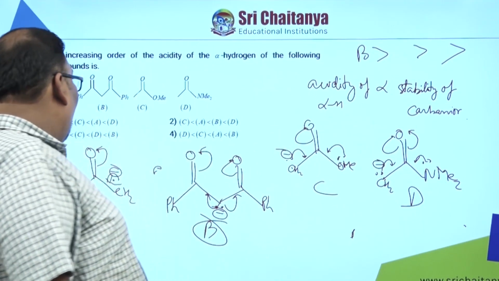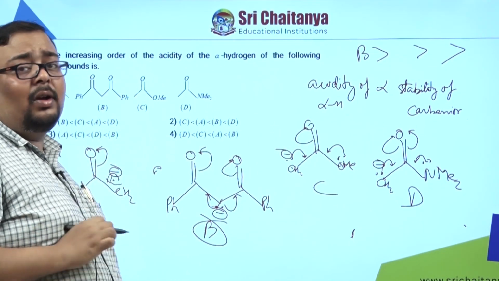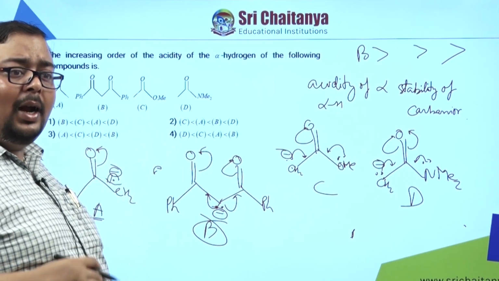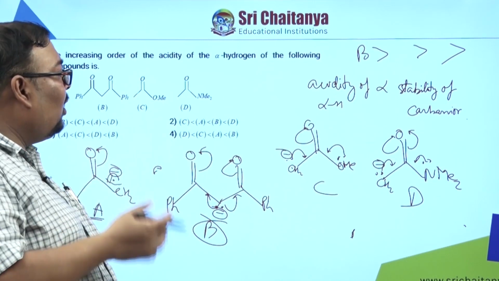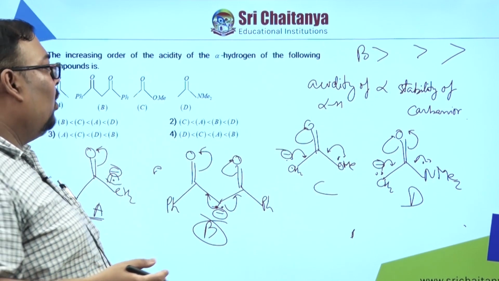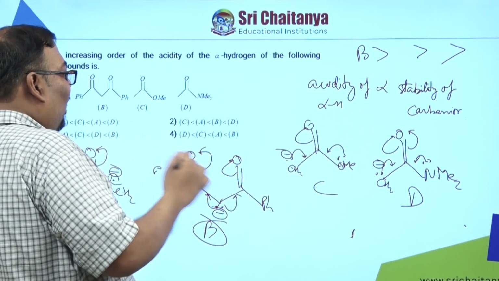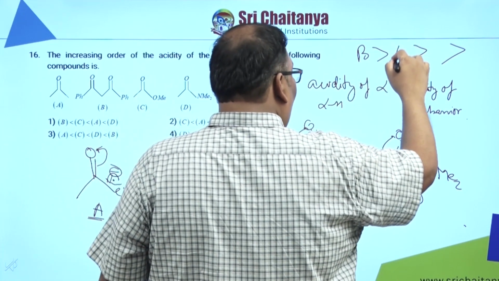Okay, and after that, in case of A, there is a simple conjugation. There is no cross conjugation in case of A. While in case of C and D, the carbanion is destabilized because there is less resonance, less delocalization of the negative charge due to cross conjugation. So obviously C and D will be having less stability than A. So after B, it will be A.